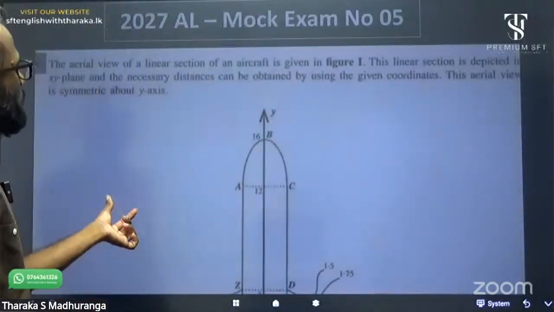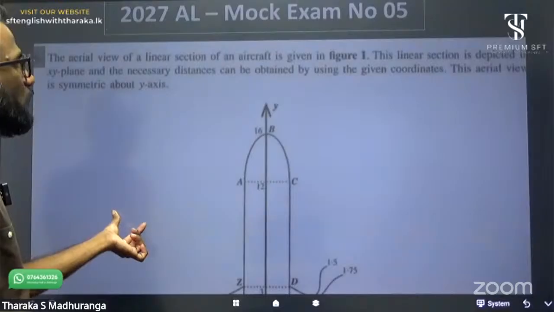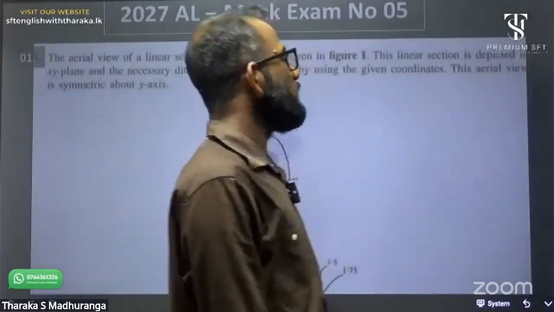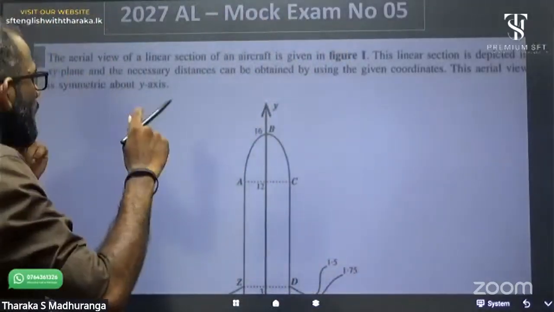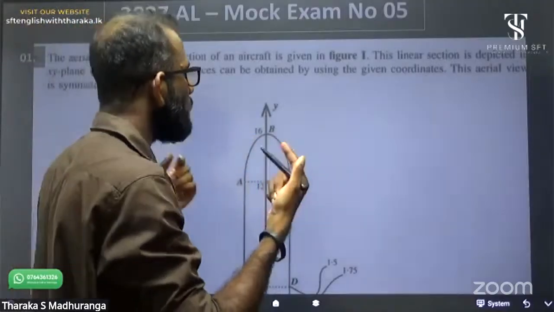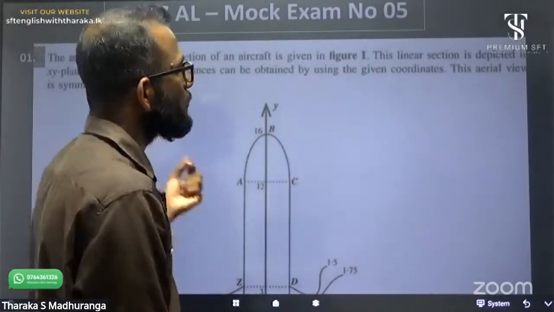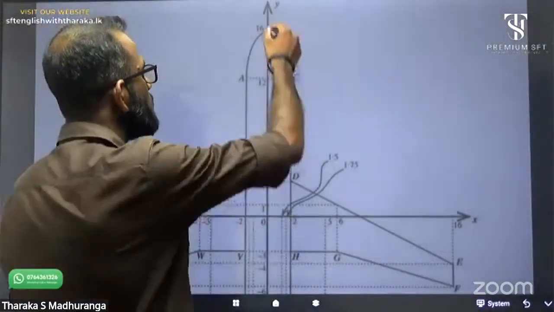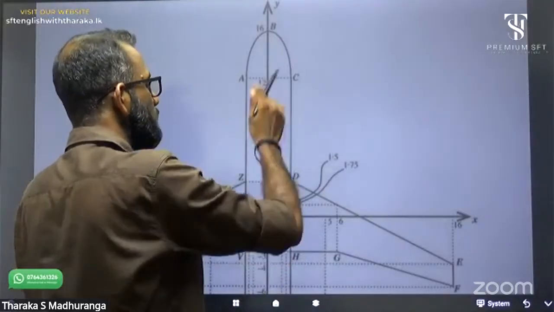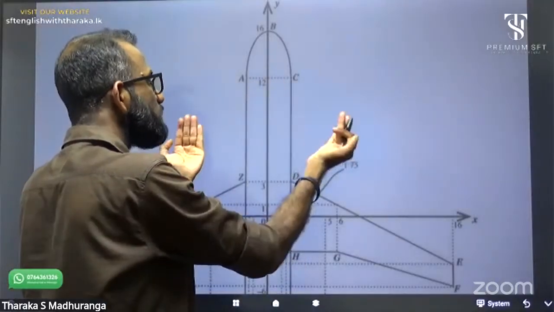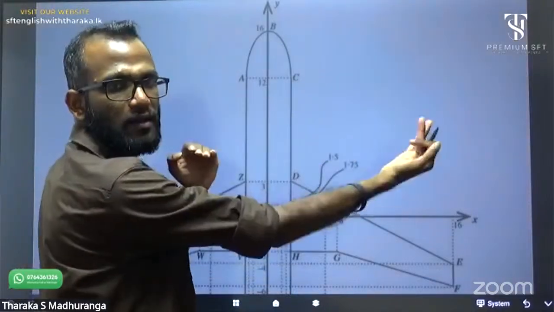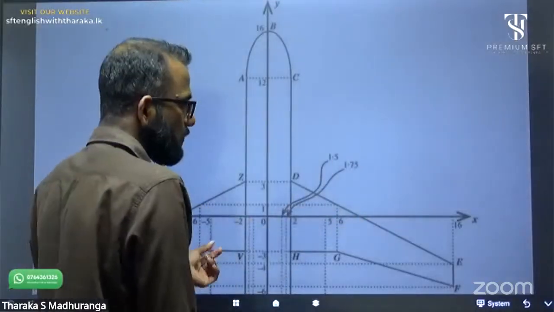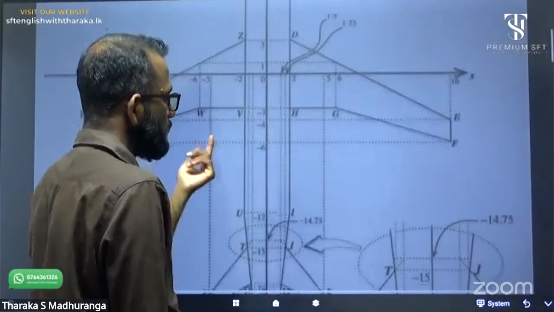The aerial view of a linear section of an aircraft is given in figure 1. This linear section is depicted in the XY plane and the necessary distance can be obtained by using the given coordinates. This aerial view is symmetric about the y-axis. Symmetric about the y-axis means the sizes and shapes are all similar on both sides. This is the middle axis, the y-axis, both sides equal, similar to each other, right?